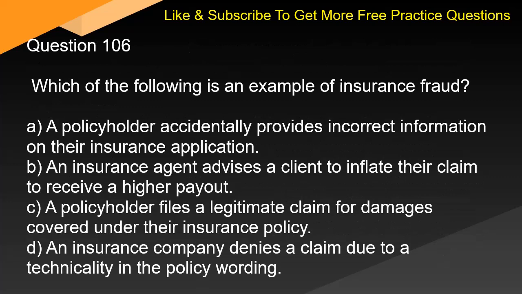Question 106. Which of the following is an example of insurance fraud? A. A policyholder accidentally provides incorrect information on their insurance application. B. An insurance agent advises a client to inflate their claim to receive a higher payout. C. A policyholder files a legitimate claim for damages covered under their insurance policy. D. An insurance company denies a claim due to a technicality in the policy wording.